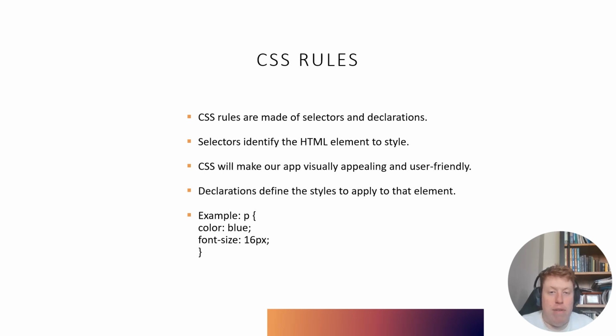CSS rules consist of selectors and declarations. The selector identifies which HTML element we're styling, while the declaration defines which styles to apply. For example, this rule changes the color and font size of all p tags.